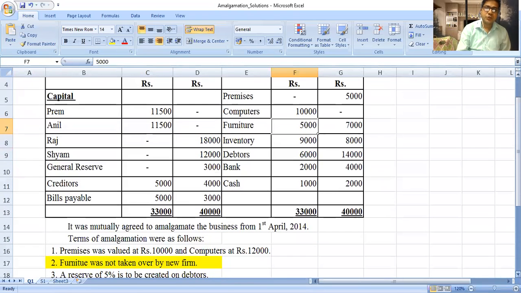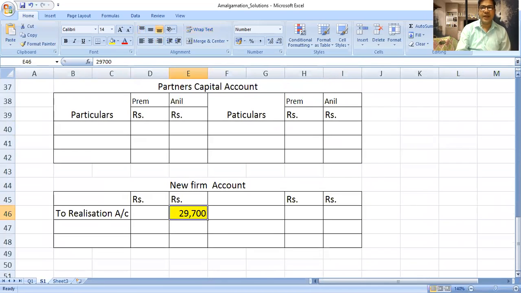If the profit sharing ratio is not given, we have to assume that the profit sharing ratio is equal. Whenever the problem is silent about the profit sharing ratio, we assume it is equal. So here also, this furniture which is not taken over by the new firm is taken over by partners Prem and Anil in equal proportion. So the entry will be partners capital account debit to realization.